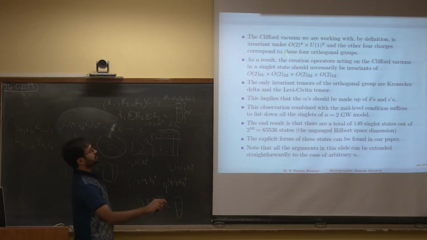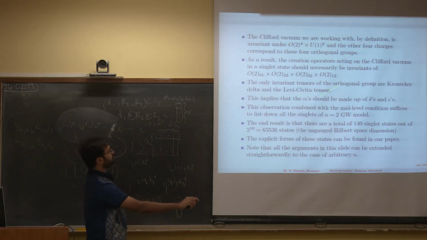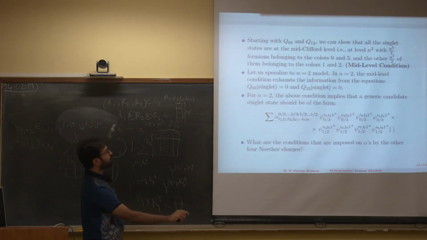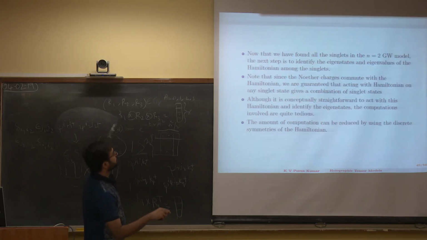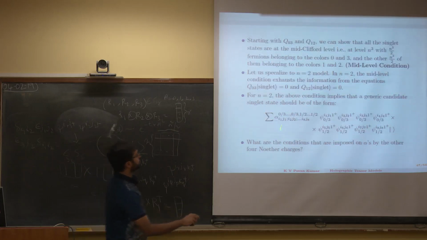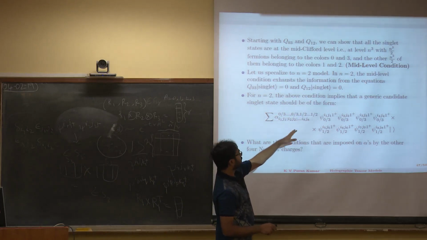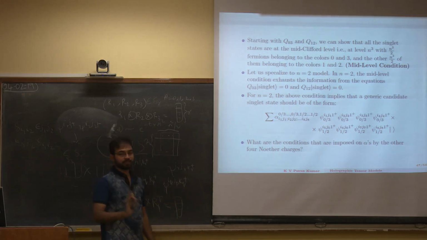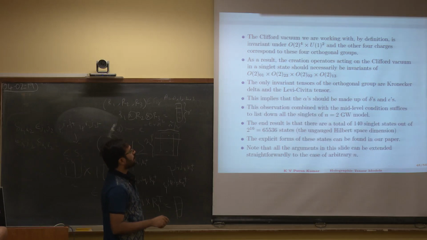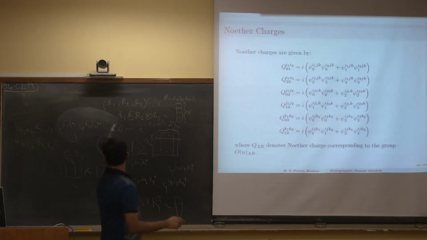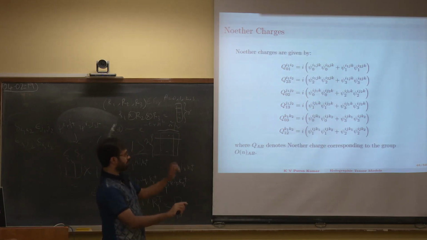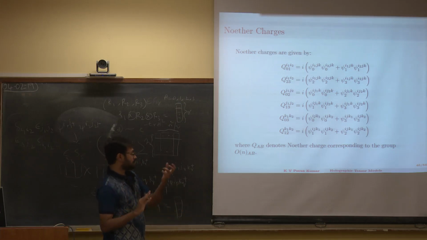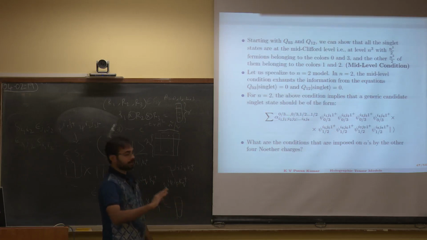Basically the entire discussion sums up to this statement that all the alphas should be made up of epsilon and deltas corresponding to the first 4 O(N) groups. For example, this alpha can be delta I1, I2, epsilon I3, I4, and so on. It should only be made up of deltas and epsilons. And this is a generic statement. These 4 charges, as we have seen here also, the singlet constraints coming from them just tell you that this alpha is made up of only epsilons and deltas.